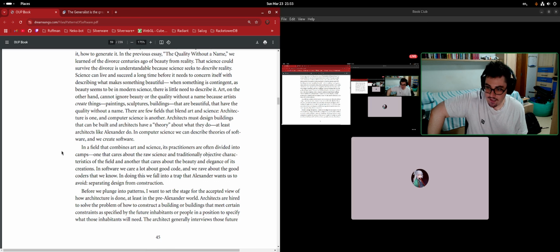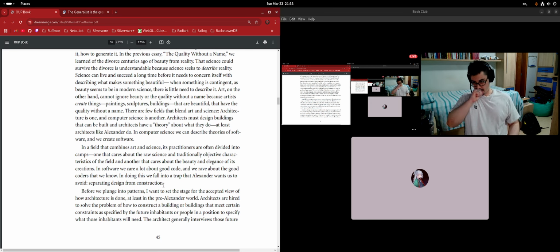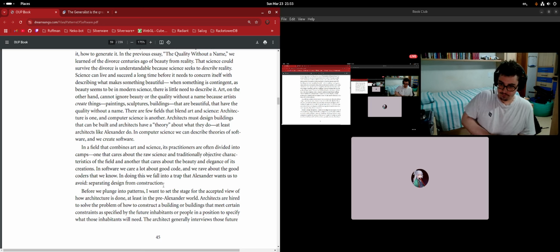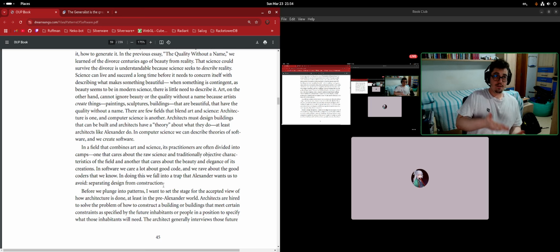Now going to what I said before about the aesthetics in Haskell. So, in a field that combines art and science, its practitioners are often divided into camps. One that cares about the raw science and traditionally objective characteristics of the field, and another that cares about the beauty and elegance of its creations. So this is again what I mean about aesthetics.